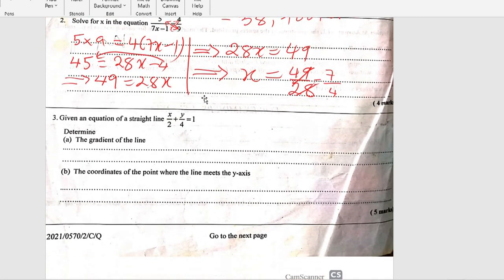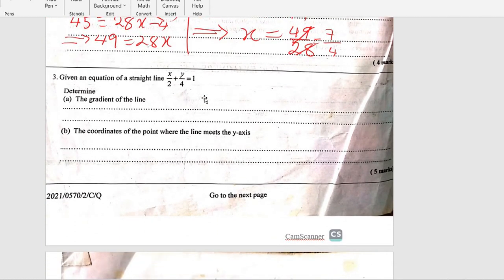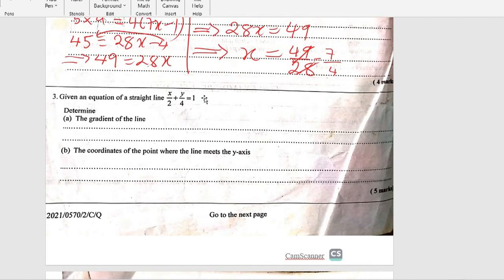Okay, looking at question 3, given an equation of a straight line x over 2 plus y over 4 equals 1, determine the gradient of the line. Okay, for us to have the gradient of the line, we express this line in the form y equal to mx plus c. Each time that I give you an equation of a straight line, you write it in the form y equal to mx plus c, where this m is the gradient.